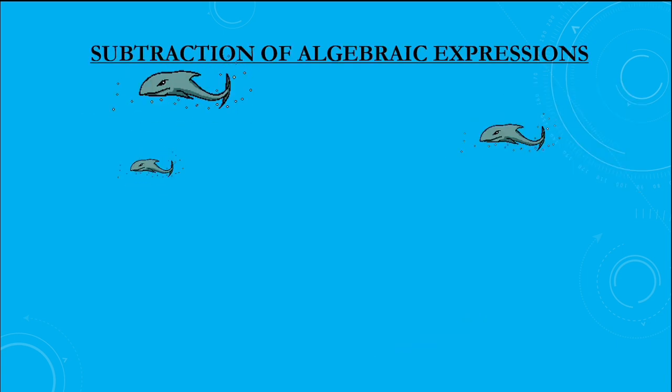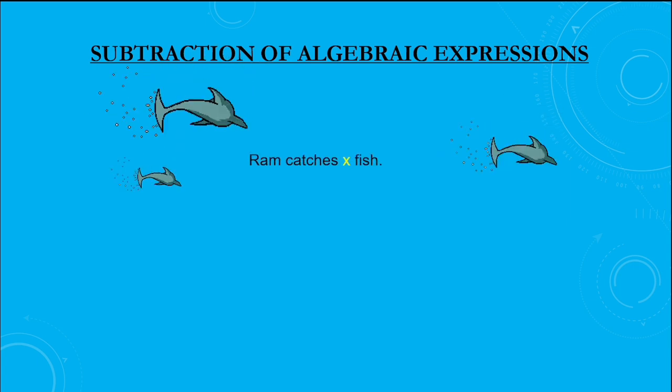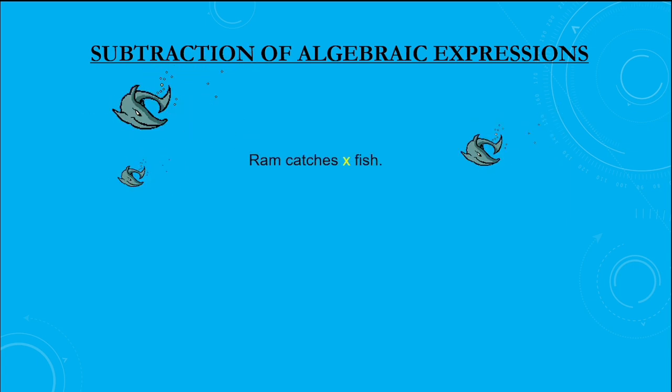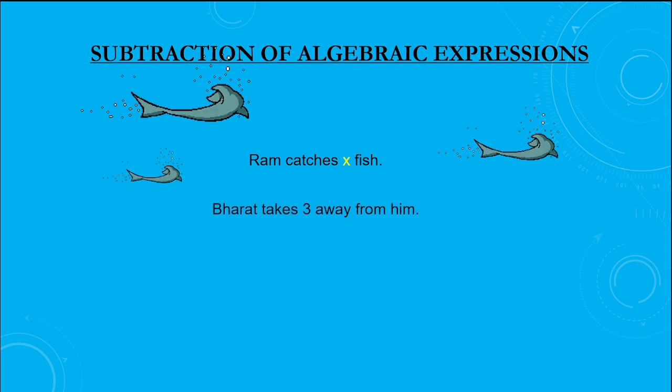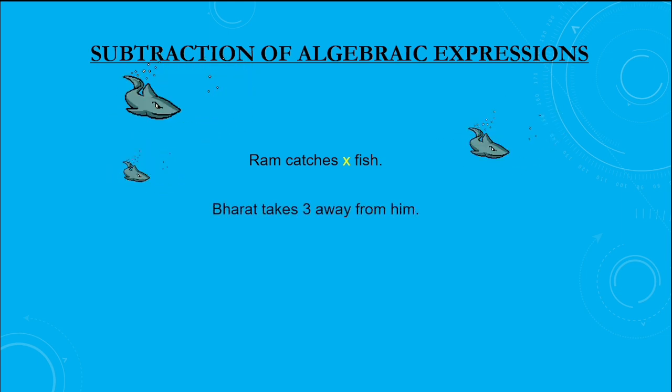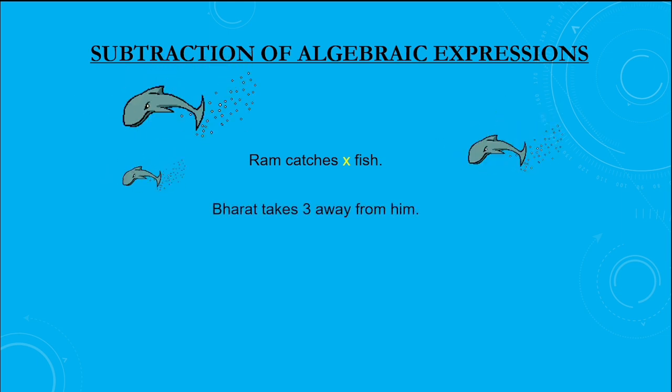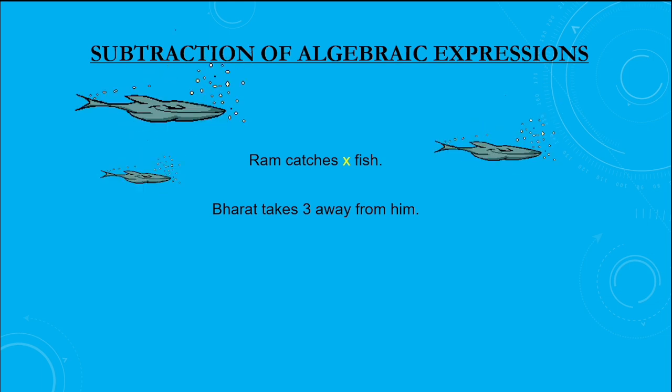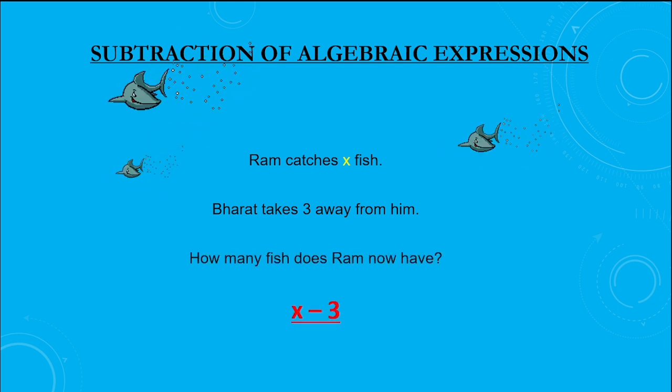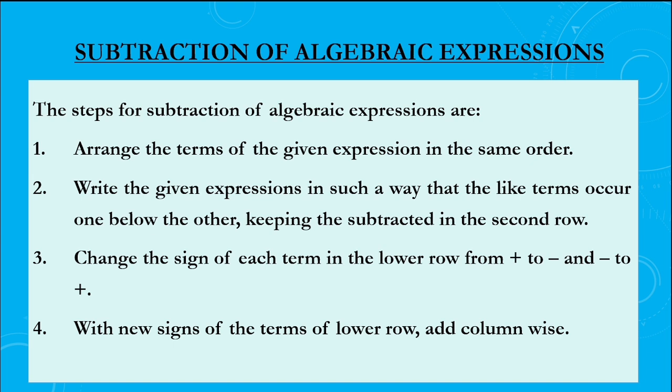Now subtraction of algebraic expressions. Ram catches x fish. And Bharat takes 3 away from it. Now Ram has x minus 3 fishes. Yes or no? So similarly, subtraction can be solved by two methods. The first method is the column method, another is the horizontal method. But in subtraction, first we change the sign of the subtrahend, or the second expression.